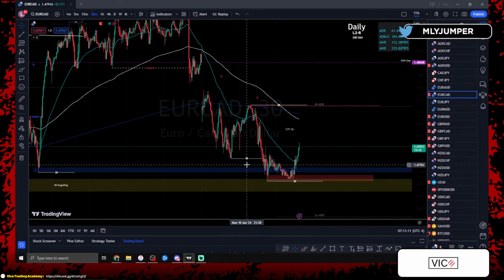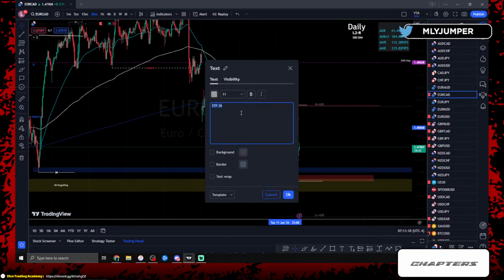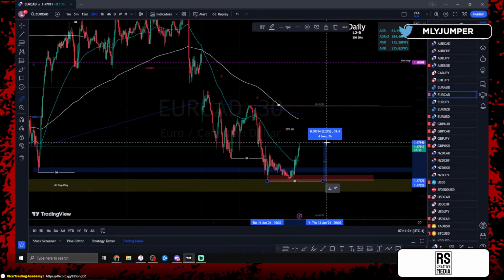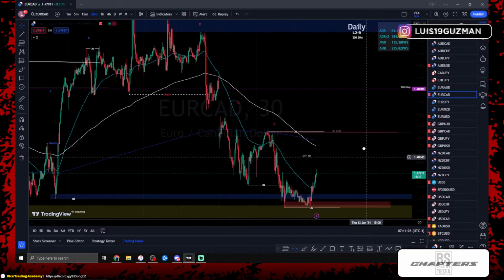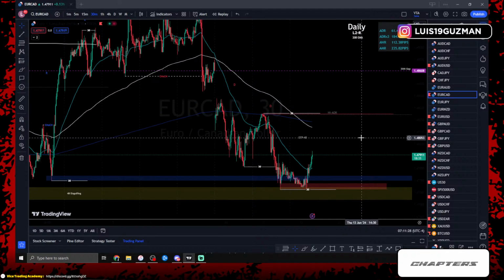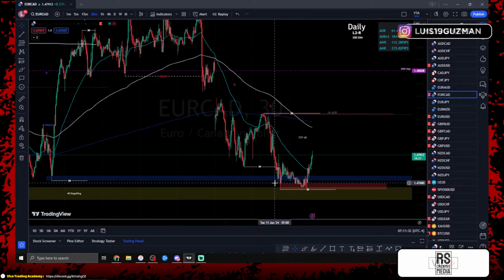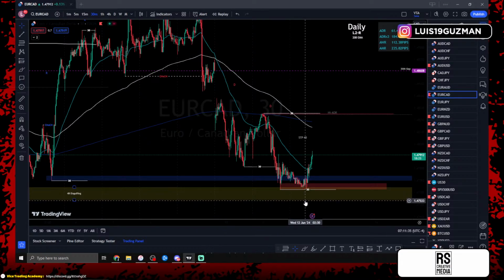So STP, 61 is ADR. STP is 40. So let's update this. Did we do 40 pips? We did 31. So this is another pair where we know, okay, we're in an overall uptrend. We're in the 4-hour lows. We swept the lows once again. We had the 30-minute lows. We had a 4-hour engulfing.